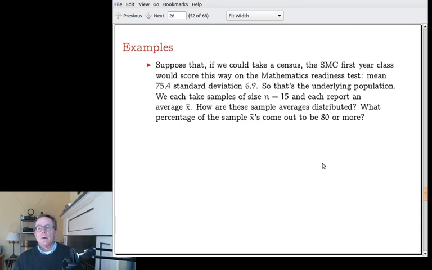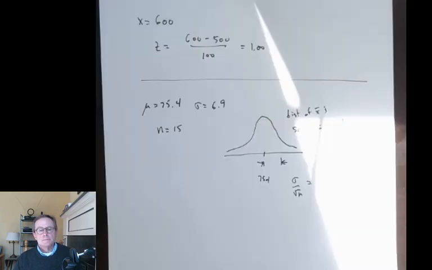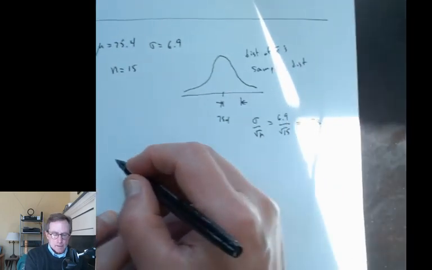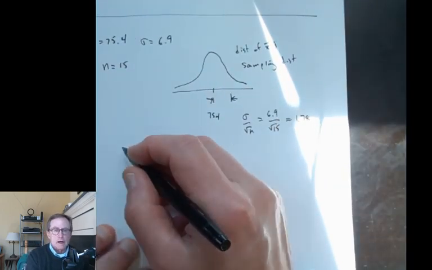Okay, so here we are back again, and we figured out how the samples are distributed. And we can ask questions like, what's the chance of being 80 or more? What percentage of the samples come out to be 80 or more? So of course I've got to ask Stacky that question. So here we go back to the piece of paper. Where is 80 on that curve?